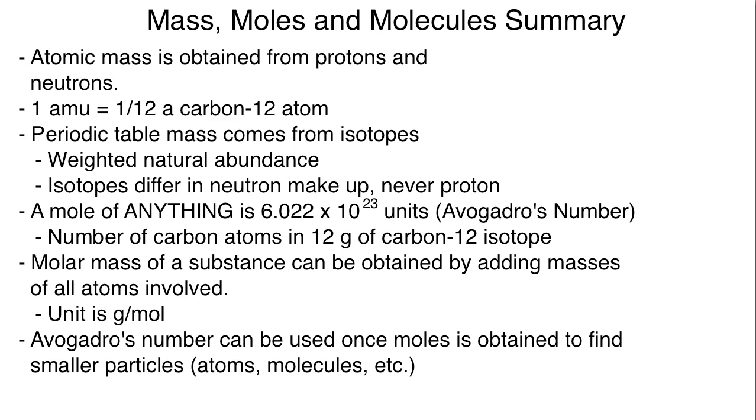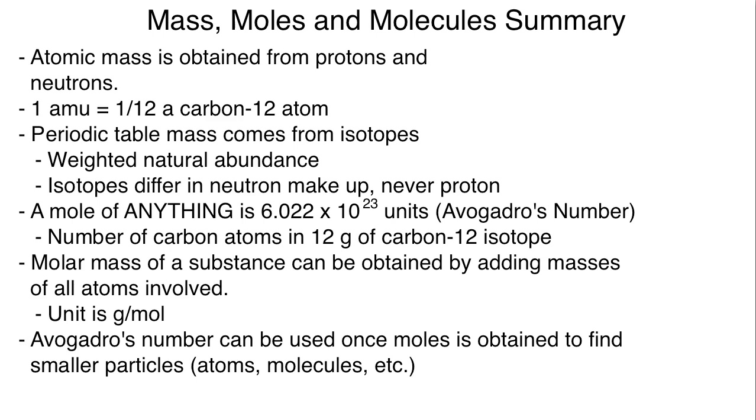So remember, isotopes differ in their neutron makeup, never in their proton makeup. We saw some of that in the theory question, and I mentioned it earlier in the lecture. Protons give the identity of the element, and that is known as the atomic number. The neutrons can vary, creating different isotopes, and certainly you can have different masses.